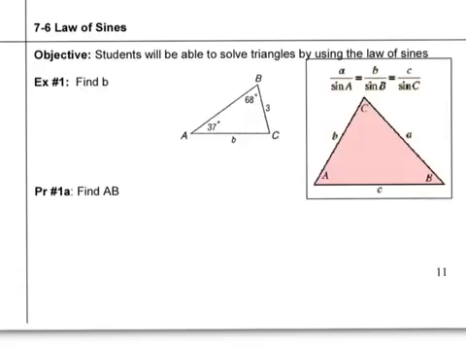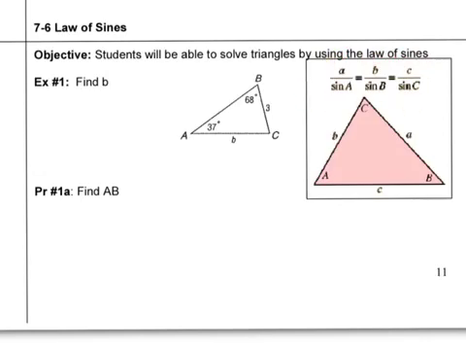Alright, so we're doing 7-6 law of sines. Here's the basic law of sines. It says that if you have a side A and the opposite angle of that side, you could also call capital A, you could put A over the sine of A, and it will be equal to side B over the sine of angle B. And that will also be equal to side C over the sine of angle C.